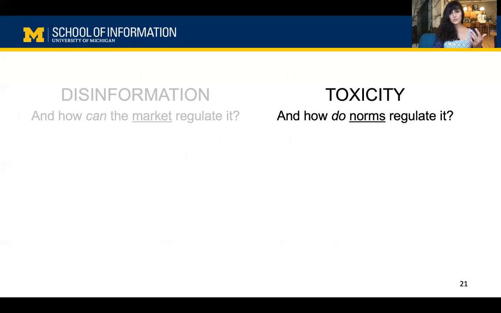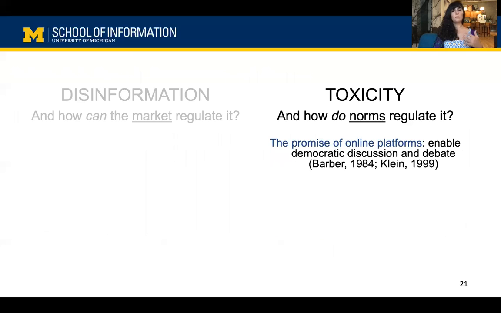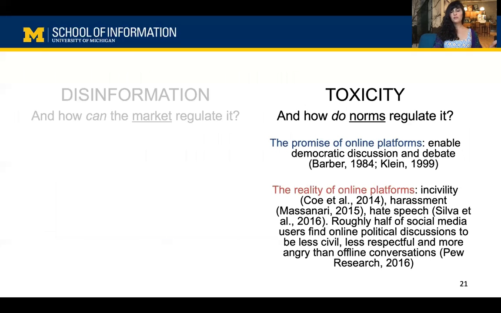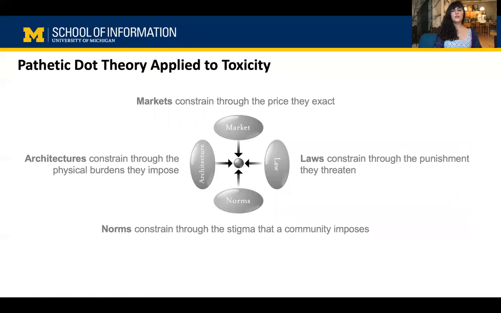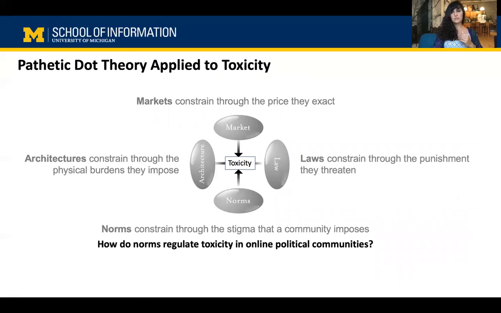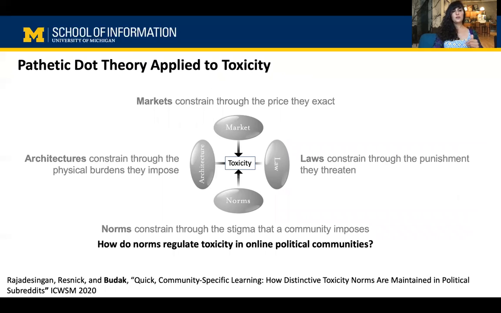Toxicity is also another important challenge for the health of our online communities and communication. While online platforms have this promise of enabling democratic discussion and debate, the reality of them mostly includes incivility, harassment, and hate speech. How do we fix this problem is the question. And again, we can come back to these regulators and think about all 4. I won't have time to go through all 4 examples, so I will just directly go into the one I care about talking about in this talk, which is norms. So how do norms regulate toxicity in online political communities? Here I will mention findings from another recent paper led by another bright PhD student I'm working with.